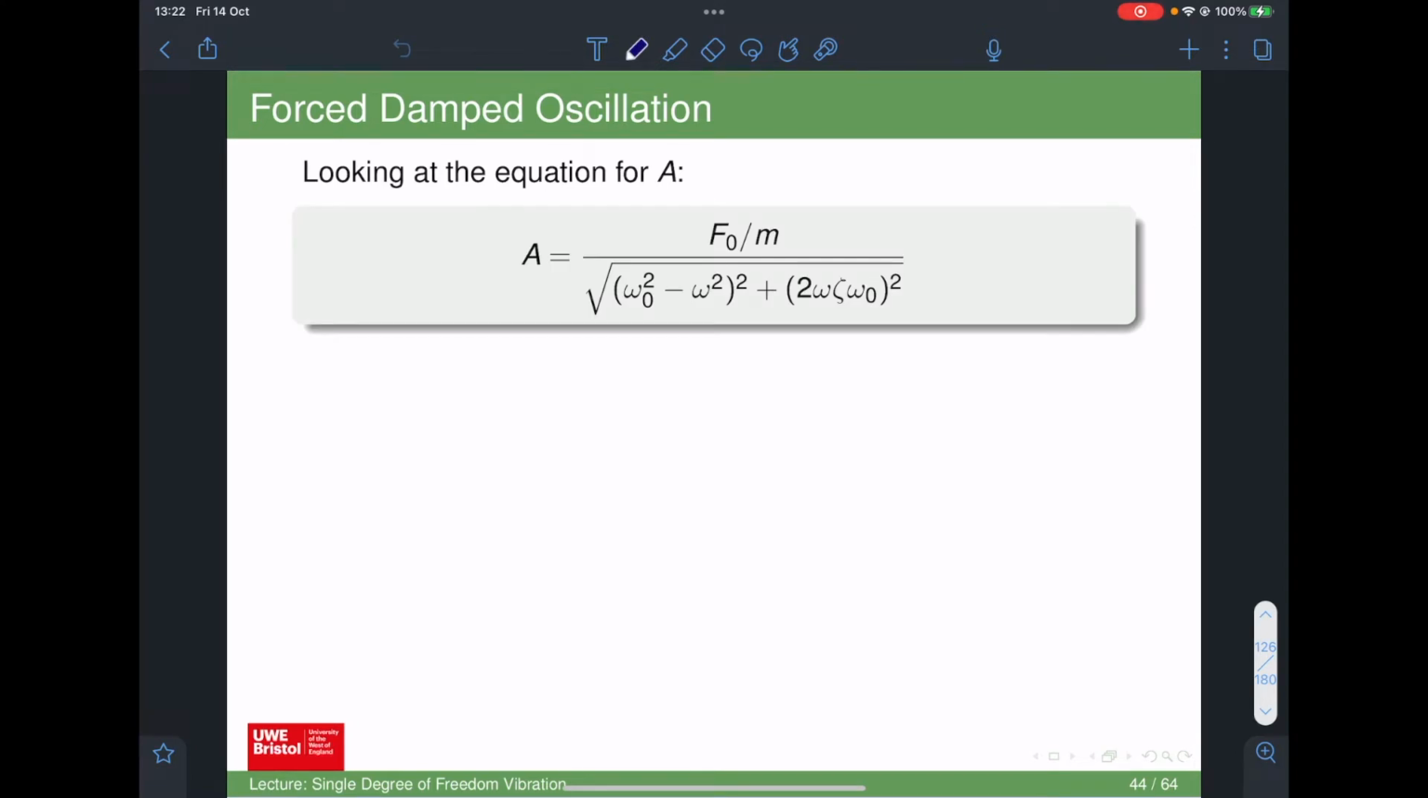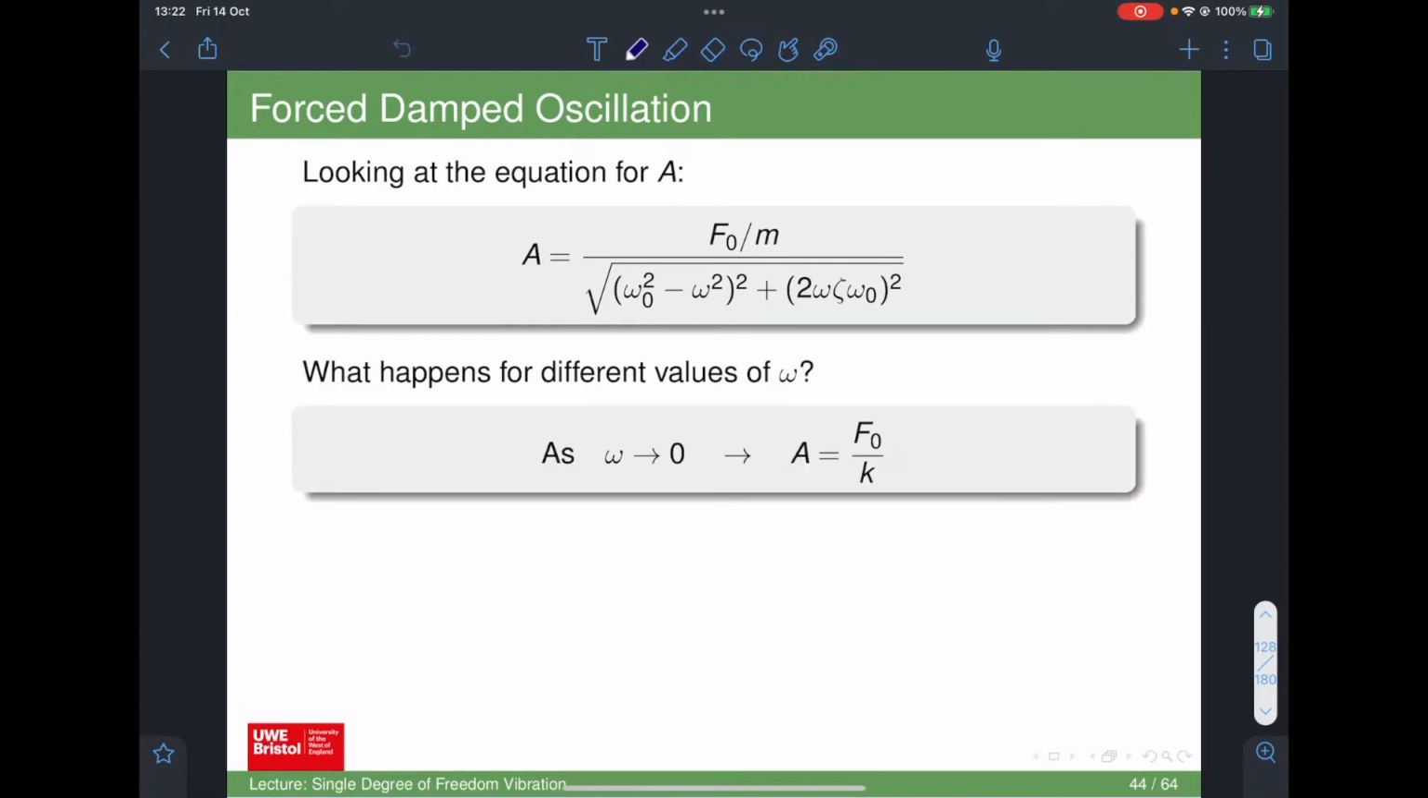If we take a look at the equation for A, what happens for different values of omega, the driving frequency? You can go through the motions of looking at some examples. So, what happens as omega goes very close to 0? If omega goes close to 0, then this term is just omega naught squared, to the power of 2, and this term is 0 because omega is 0.